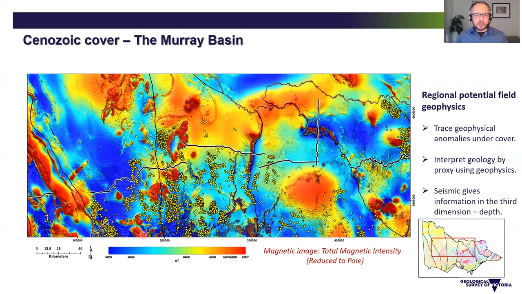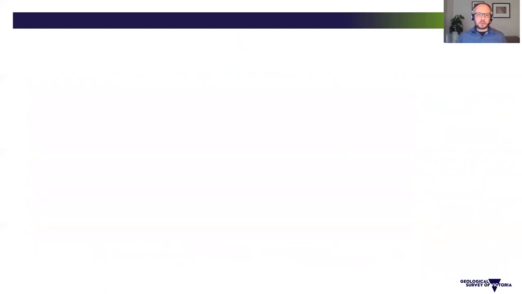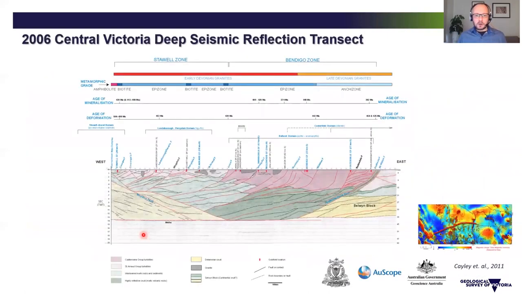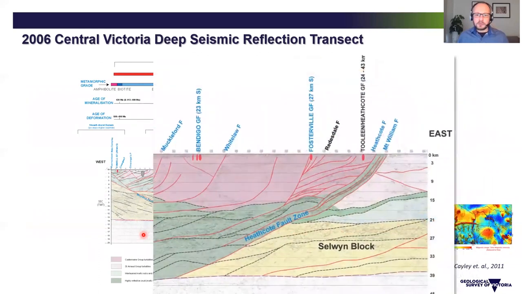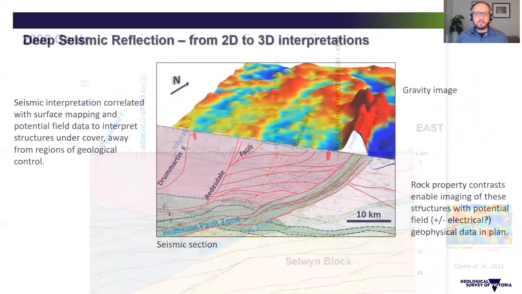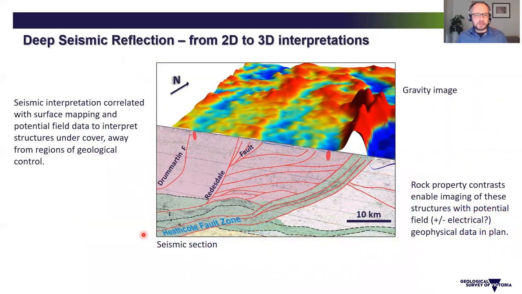And looking at the seismic sections here, you can see some of the lines that we've acquired. If we just take these two, for example, there's the whole section covering the Bendigo and Stawell zones. And zooming into this particular area here, we can see how we can trace those faults.